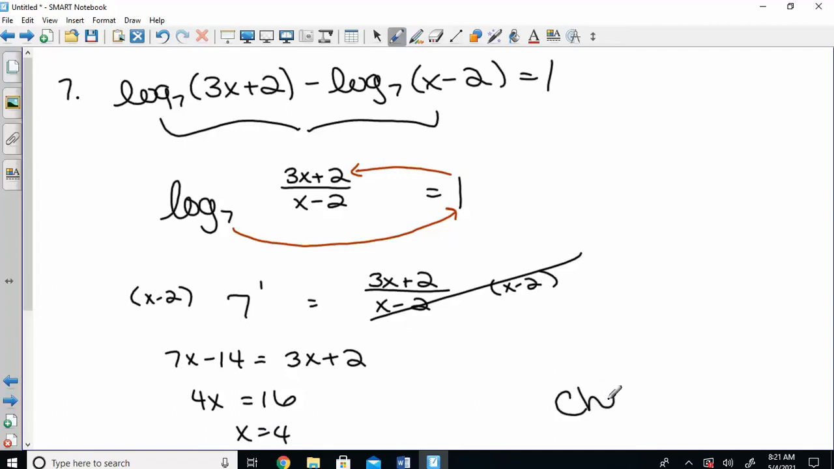Again, with these logs, you should double check. Remember, when you put them in, the argument has to be positive. So if I put in a 4, 12 plus 2 is positive, 4 minus 2 is positive, so it's okay. You can never do the log of a negative number.